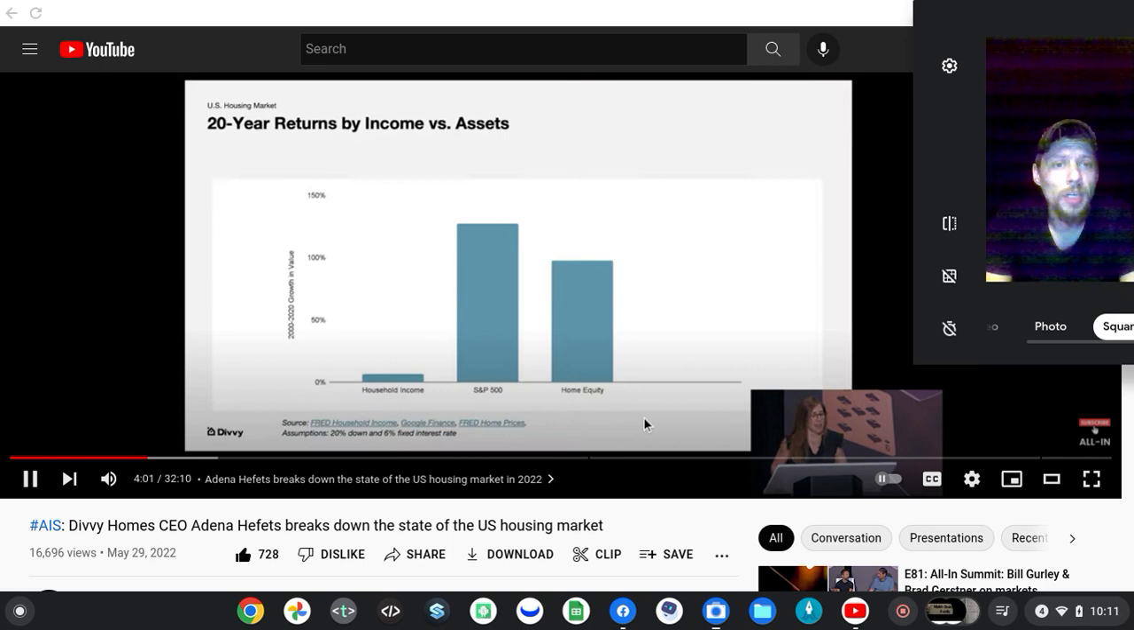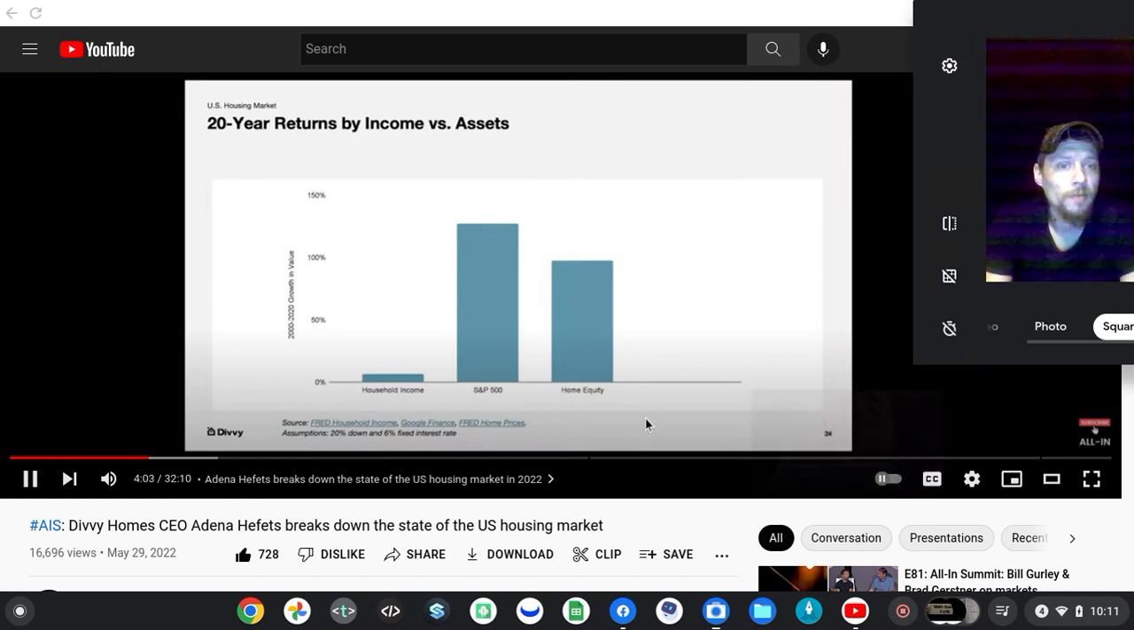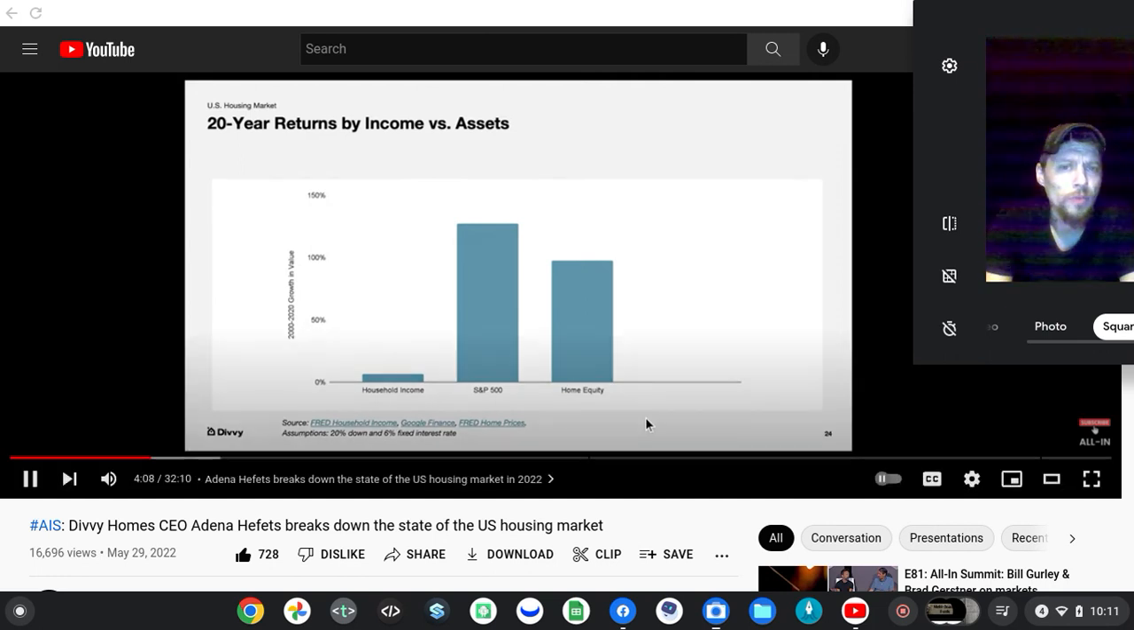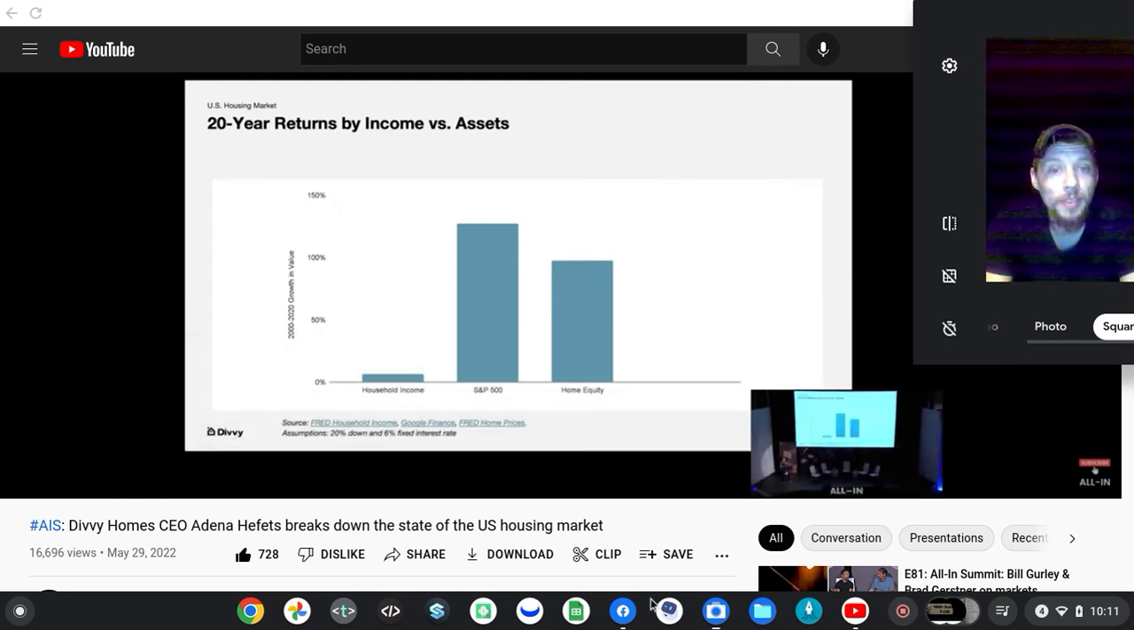And you can see this in a really simple chart where I took the 20-year returns by income as well as assets. And you can see that household income has not appreciated much in the last 20 years. Whereas the S&P 500, as well as if you owned equity in your home, you'd see an increase in your value of over 100%.